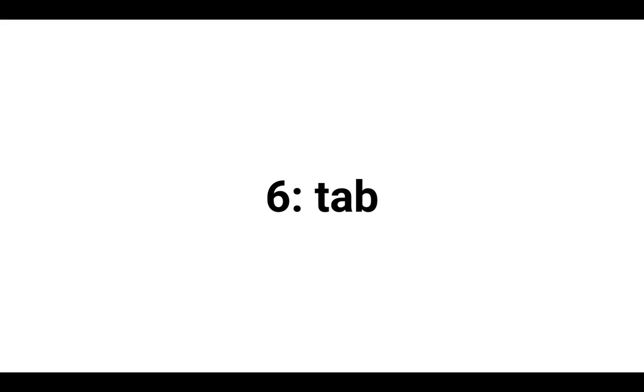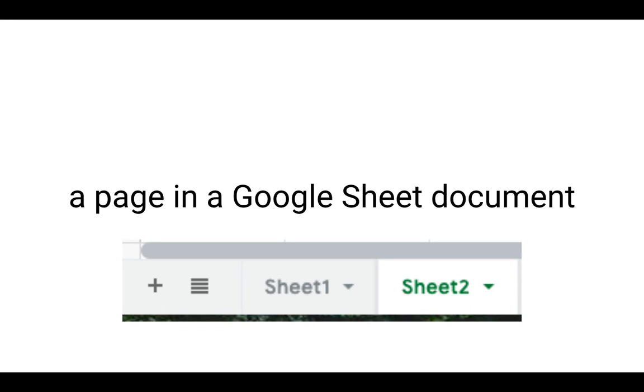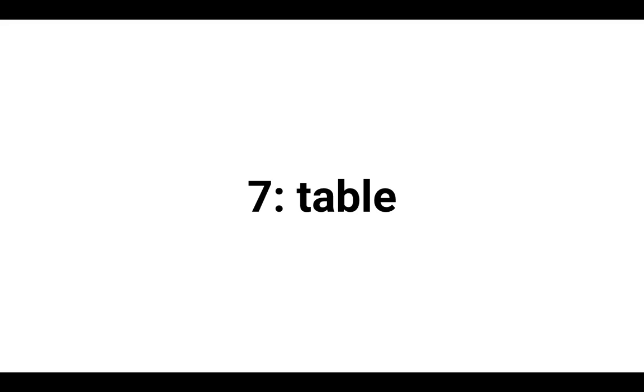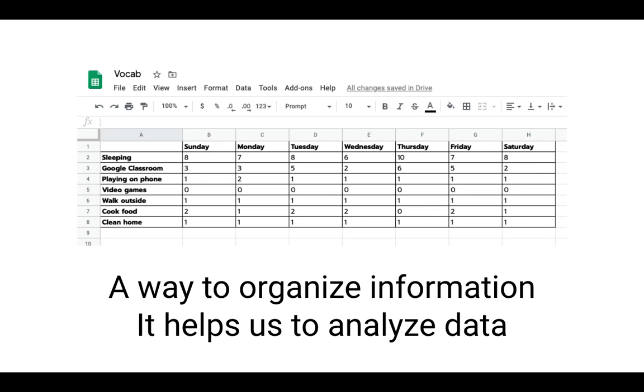6, tab. A tab is a page in a Google Sheet document. 7, table. A table is a way to organize information. It helps us to analyze data. This information is organized in a table. You see the days of the week, Sunday, Monday, Tuesday, and you see the activities in the rows.